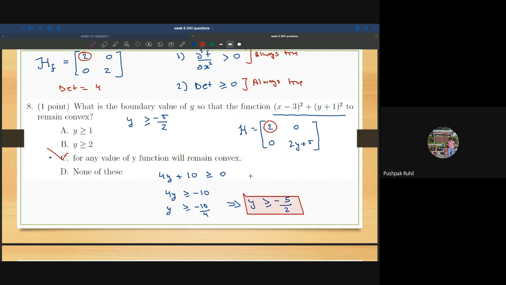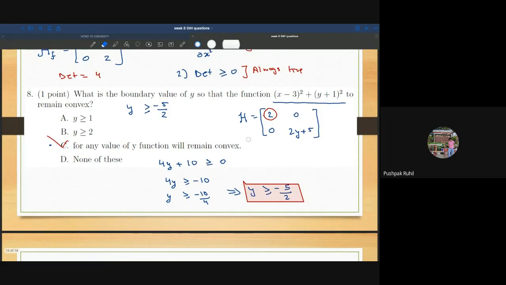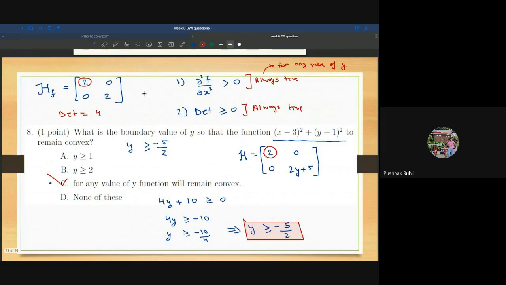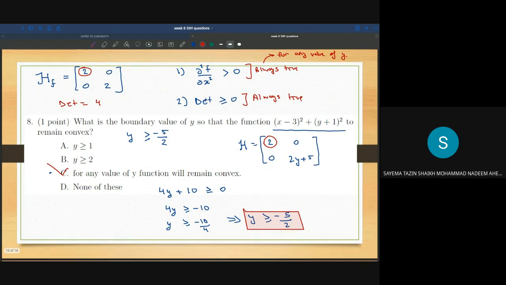Sir, can you repeat? My connection was lost. All right, what part do I repeat, the second example that I took, or the question itself? The question. Okay. So the question was, what is the boundary value of y such that this particular function remains convex? The method is what we have been using till now.